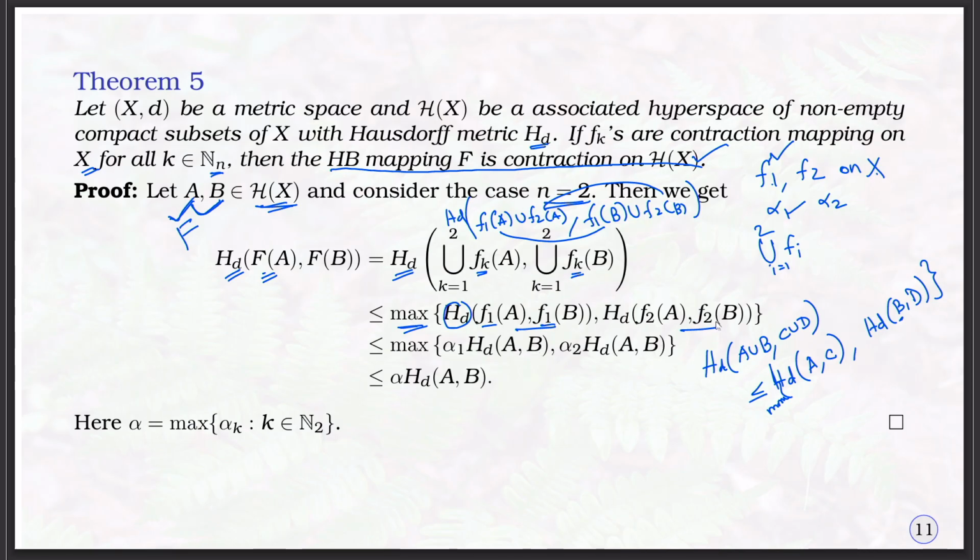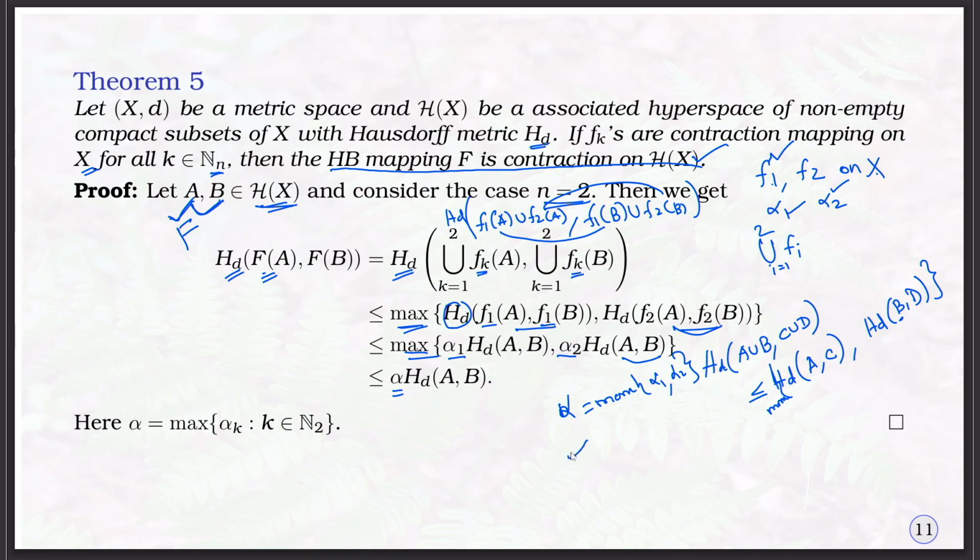Similarly, F2 is also a contraction with contraction ratio alpha 2. Therefore, the Hausdorff distance between these two elements can also be written as alpha 2 times the distance between A and B. Now, here we have alpha 1 and alpha 2, and we are taking the maximum. If we take alpha as the maximum of these two numbers, alpha 1 and alpha 2, then this quantity is less than or equal to alpha times HD of AB.